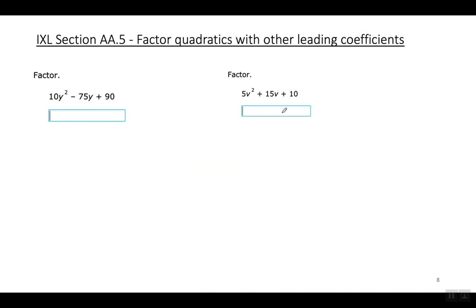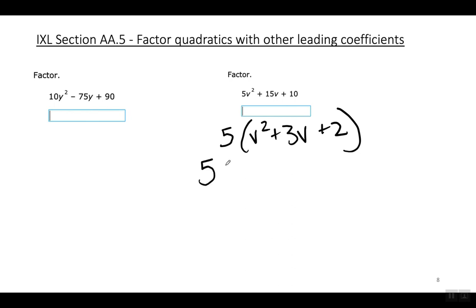All right, let's look at this example. In this one, when I take out the greatest common factor, look what happens. When I take out the greatest common factor, which is 5, I end up inside the parentheses with a quadratic expression where the leading coefficient is 1. And those you could do mental math.